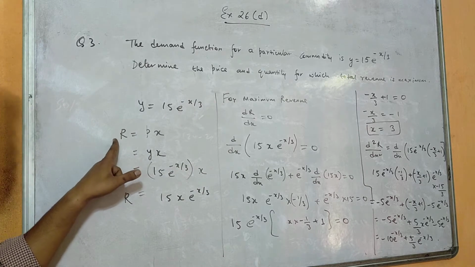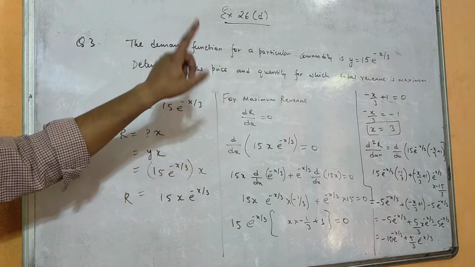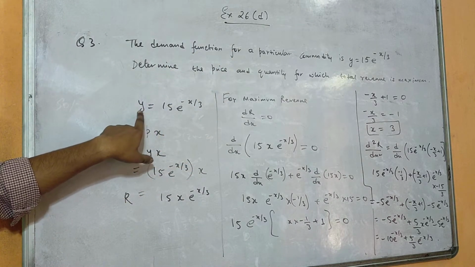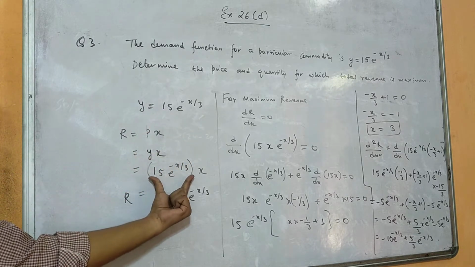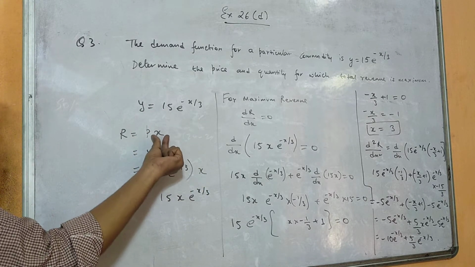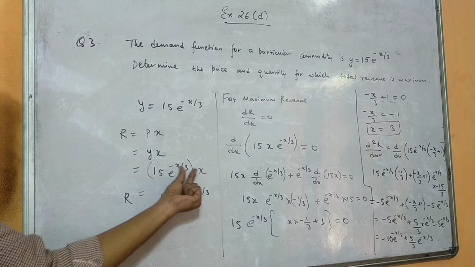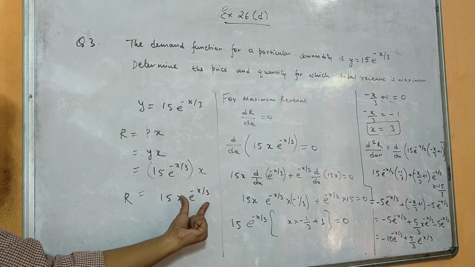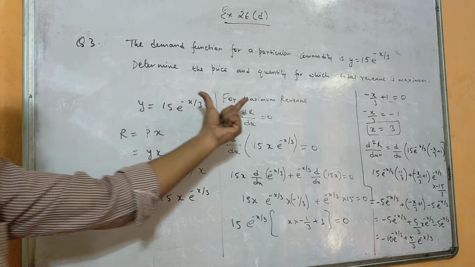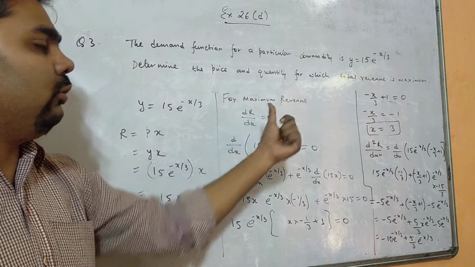We know the revenue function formula is what? Px. But here in this question, in place of P what we have? Y. So y will be our 15 e to the power minus x by 3 into x, right? So when you multiply x here, what you will get? 15x e to the power minus x by 3. For maximum revenue, dR by dx must be equal to 0.